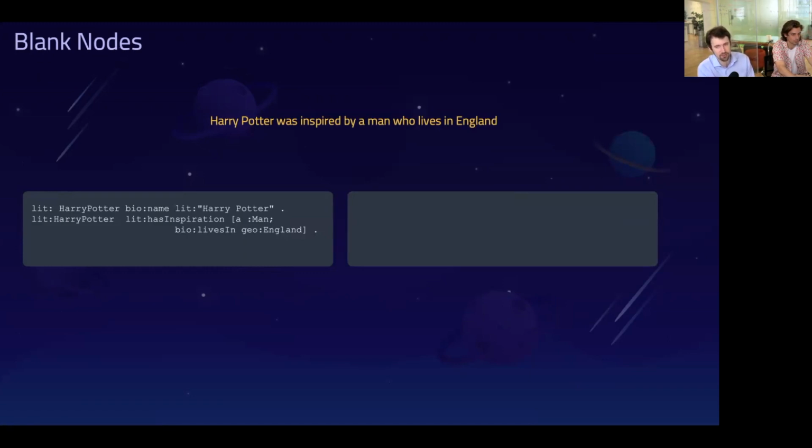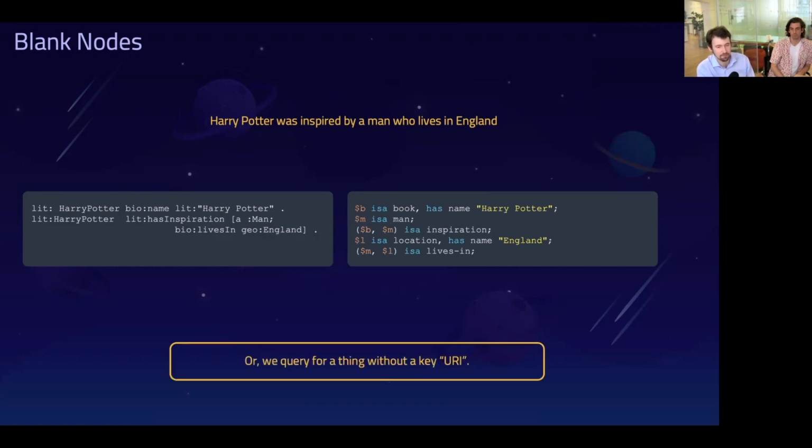But if we were to make a comparison, let's say we've got a sentence that says Harry Potter was inspired by a man who lives in England. A blank node could perhaps be represented as effectively a variable with less information about the type. For example, $m here on the right represents just the type man without any further information. Or the equivalent would be to query for a thing without a key URI if you have modeled it in TypeDB in that way.